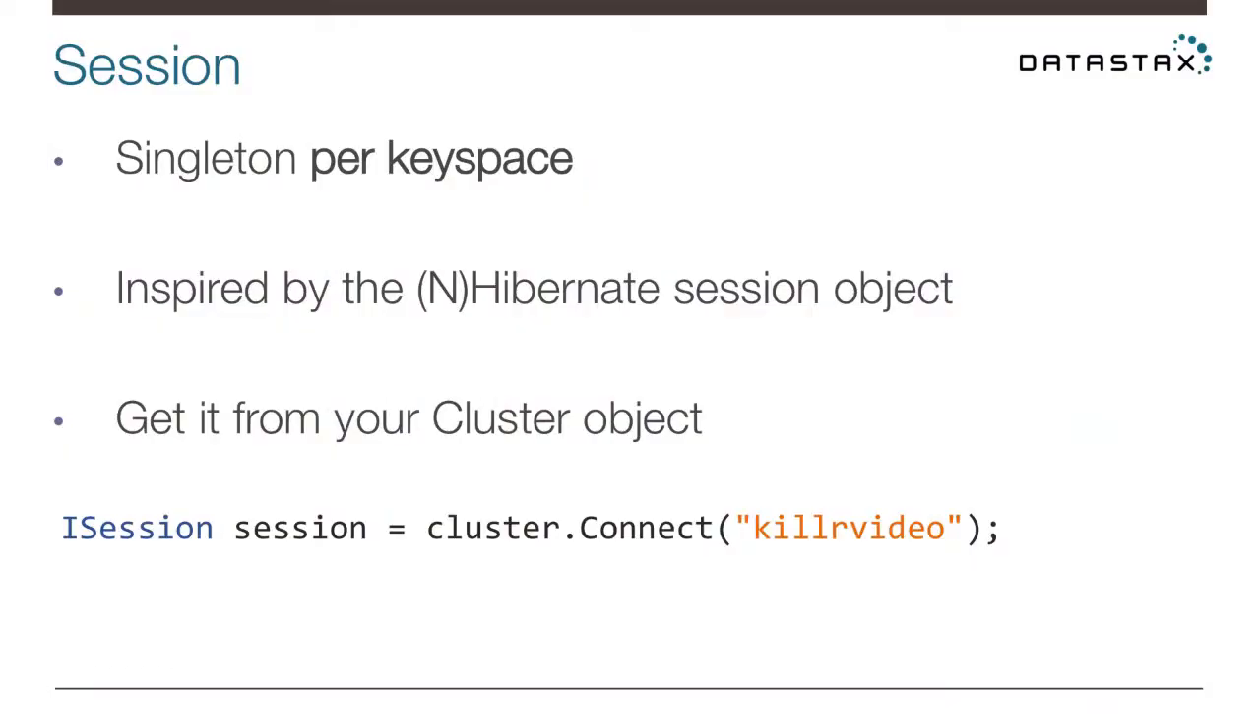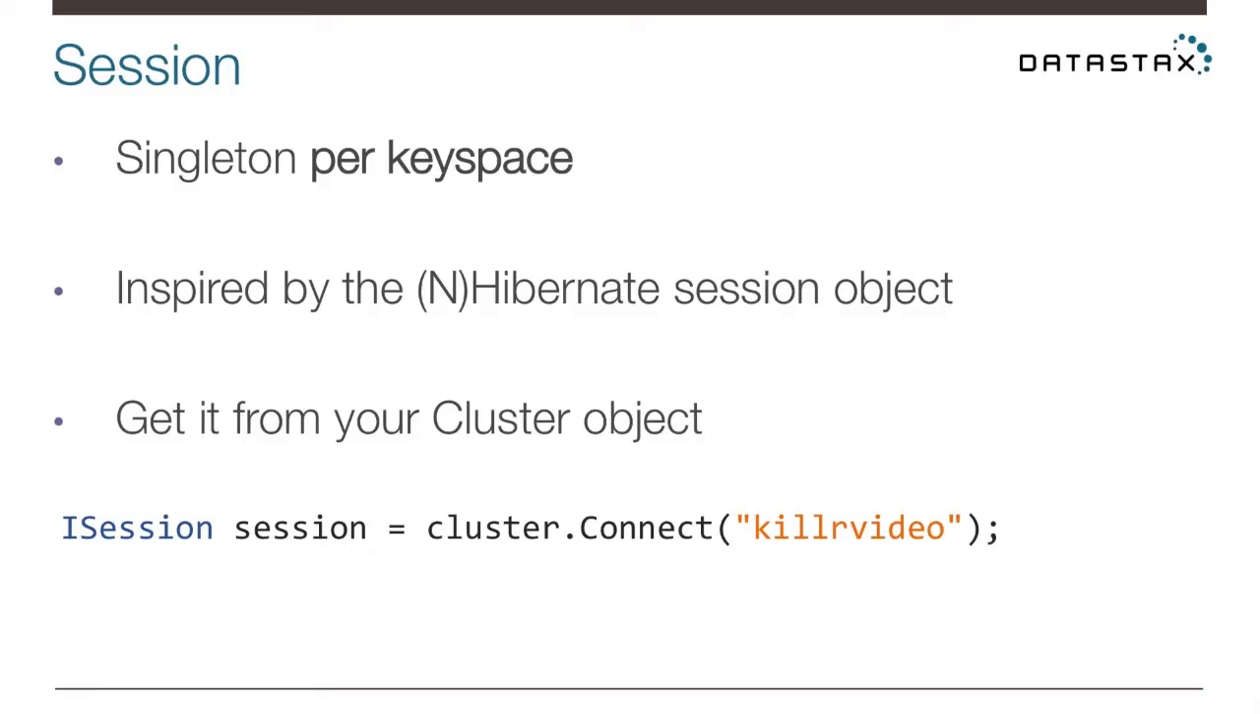So the next object, once you've got the cluster object, and that's your top level object, is the one you're going to interact with the most: the session object. The session object is a singleton for key space. So again, the common scenario is you're going to have a single cluster and a single key space in the cluster, so you're only going to be talking to one key space. But it is possible you could have multiple, but singleton for key space.